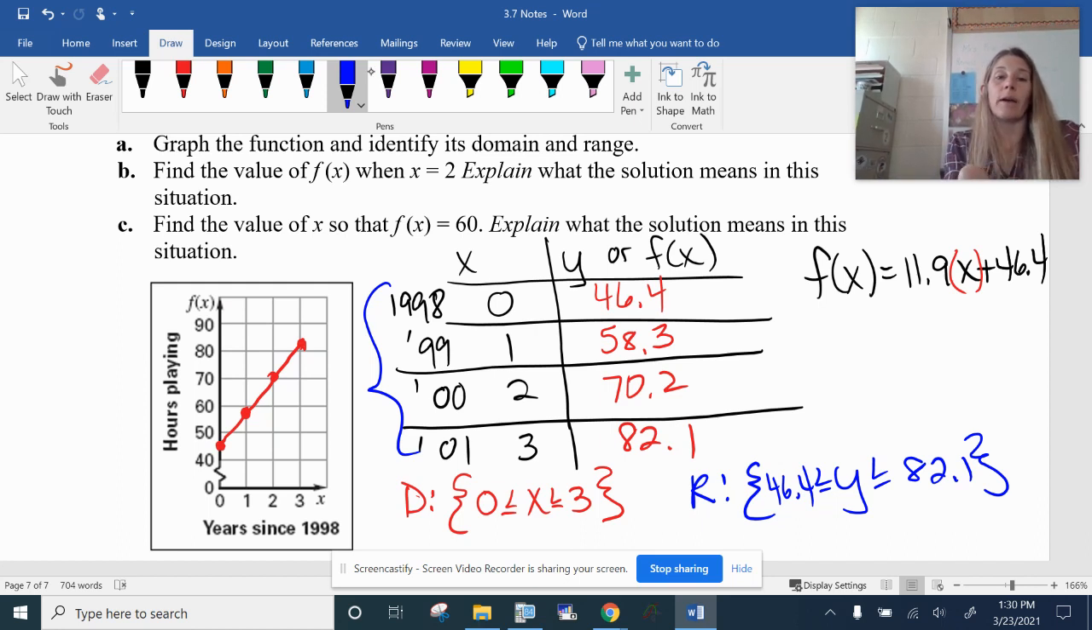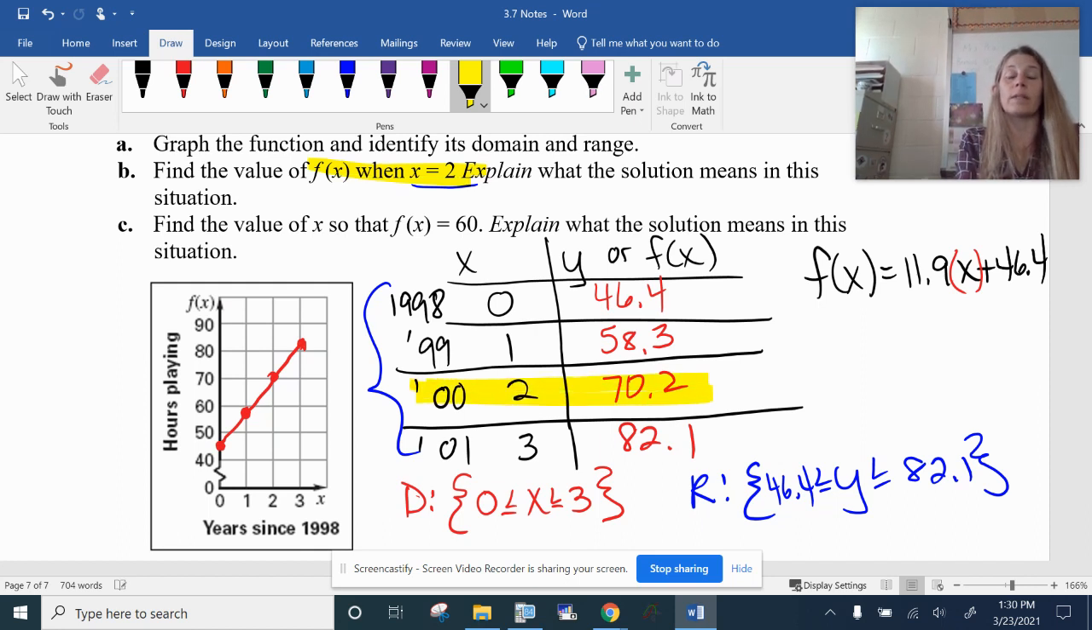Finding the value of f of x when x equals 2. Well, we've already done that in this chart here. We know that it's 70.2. So that means that if it's the year 2000, or 2 years since 1998, then we know that this is the amount of hours people are spending with the video games.